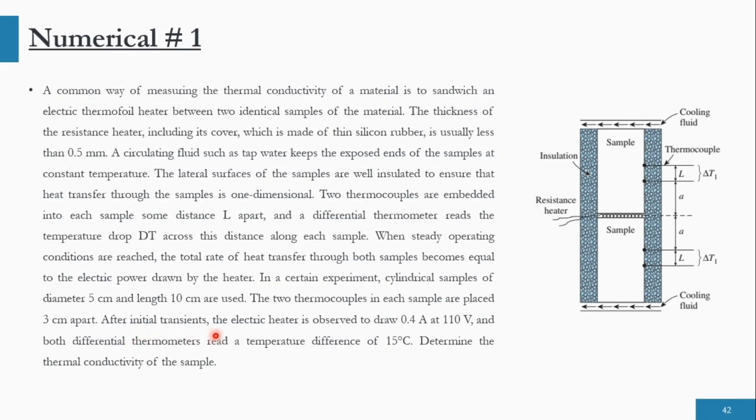After initial transients, the electric heater is observed to draw 0.4 amperes at 110 volt. So voltage is given, current is given, and both differential thermometers read a temperature difference of 15 degrees centigrade. So both give us the information about the 15 degrees centigrade delta T value. Determine the thermal conductivity of the sample. So we have been given the information about the delta T, current, voltage, the thickness, the diameter, and length. So let's solve the example.